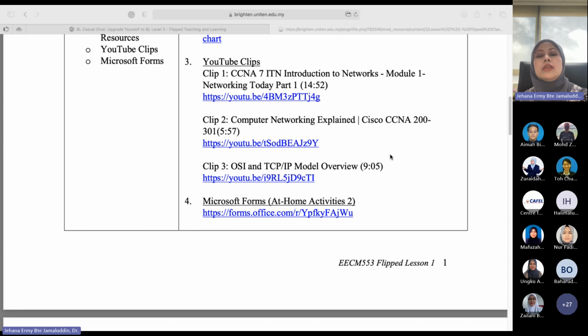And then what are they going to be supplied with? A Microsoft Forms activity. So this is what the closure means. After the discussion, there'll be one particular quiz waiting. So that is to encourage them to learn and be responsible with what they have learned, right? Okay.